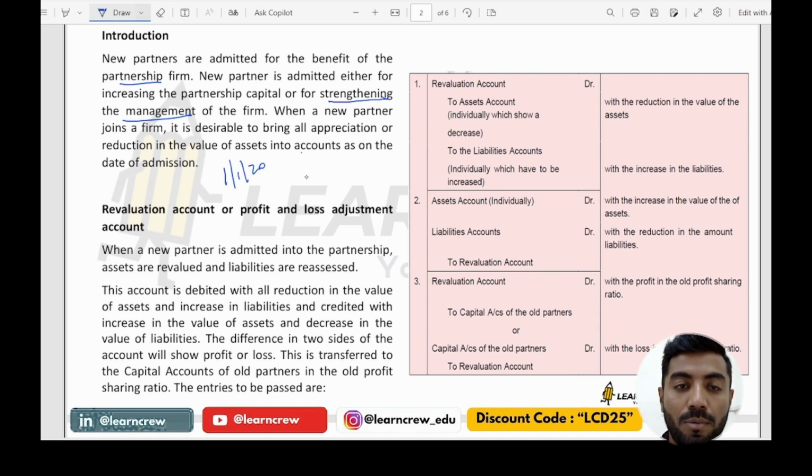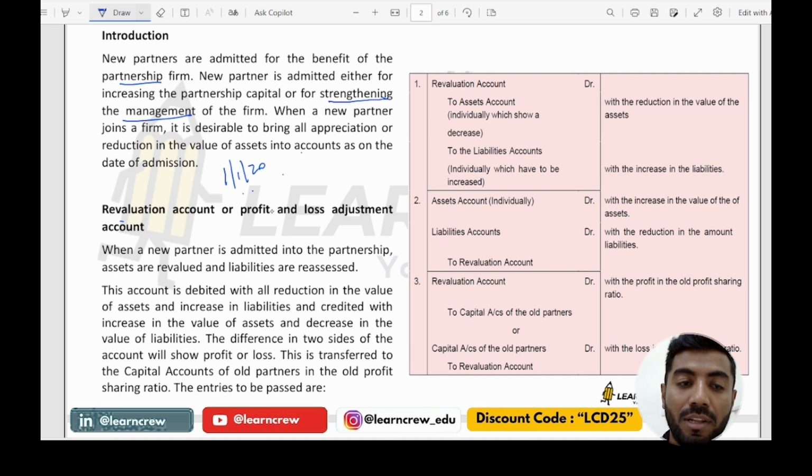Okay. So now, as on the day, whatever the land and building or plant and machinery or whatever the assets and liabilities are there, the value might have increased and some of the assets' value might have decreased also. So it is always important to revalue the assets so that whatever the profit and loss on revaluation can be transferred to the old partners. Whenever the new partner comes in, generally this revaluation of profit is done. Okay. Revaluation of assets. So we look into it in detail.